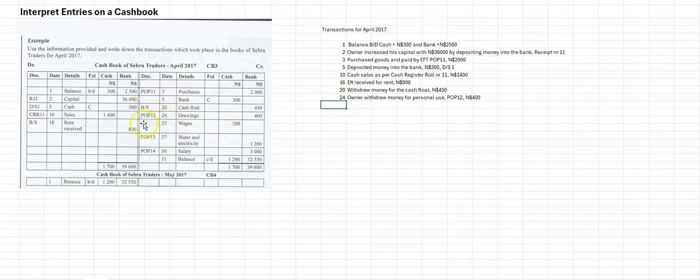Okay, there's no document number, and the amount is 200, and we withdrew it from the cash. So we paid the wages with cash. So that would be on the 25th. Paid wages with cash. Value is $200.